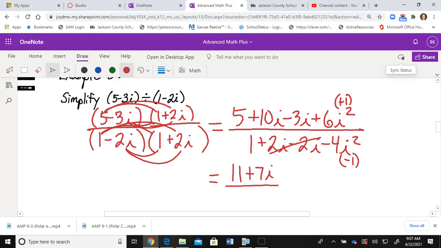All right, same thing on the bottom. The negative 2i and the positive 2i have canceled. i squared is negative 1. What's negative 1 times negative 4? Positive 4. So 1 plus 4 is 5. That is your answer: 11 plus 7i over 5.